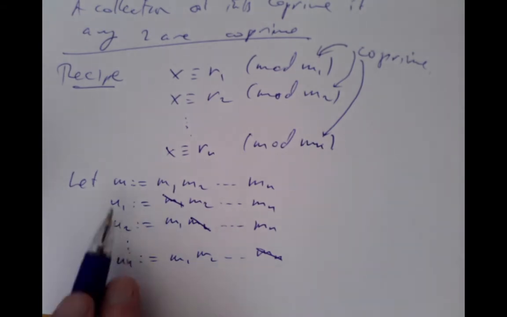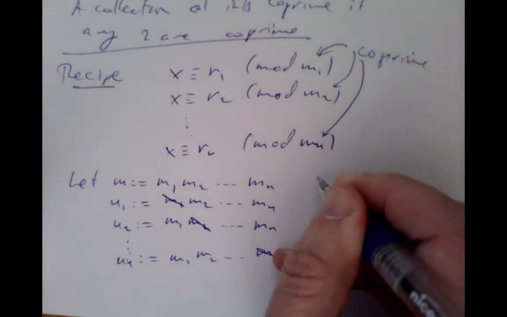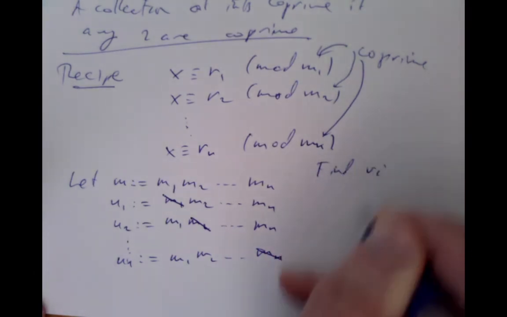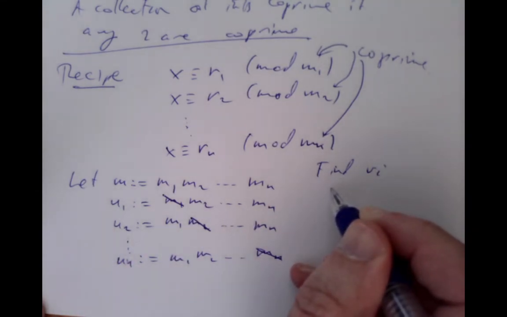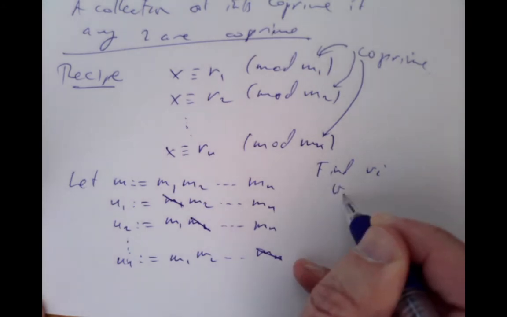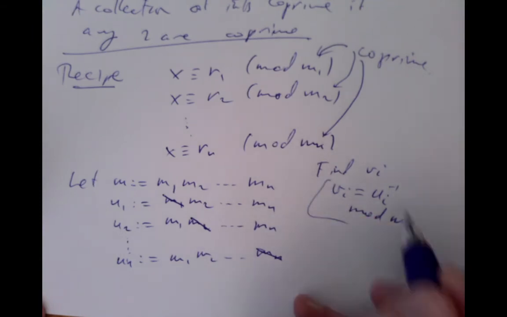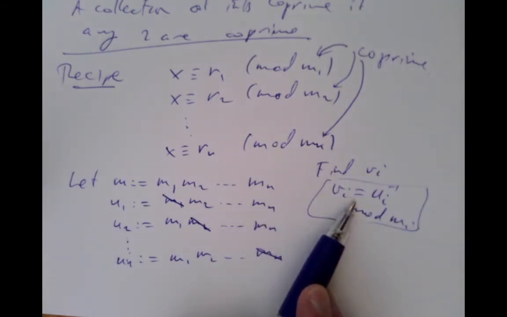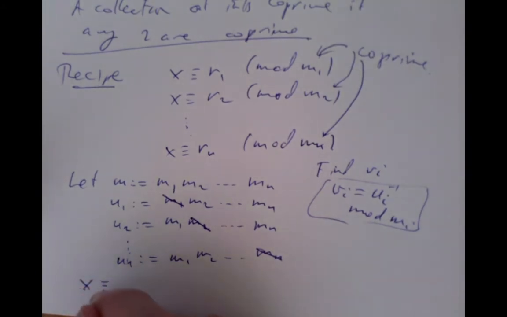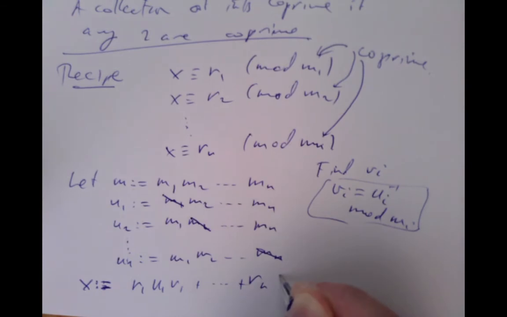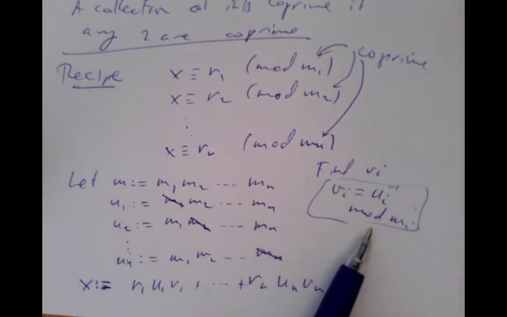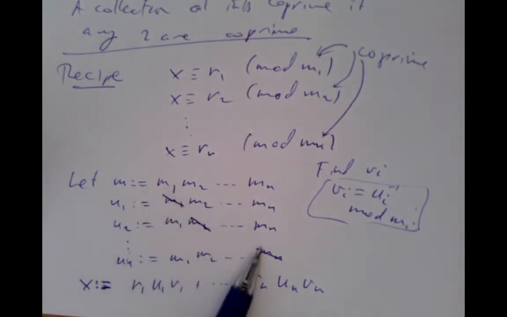This is our M. Then we suppose that we find some integers vi, so that each vi is ui inverse modulo mi. So find vi's so that that holds. Then our recipe is that we can find a solution x to this problem, which is defined to be x equals r1 u1 v1 plus dot dot dot plus the last remainder times the last product of u's and v's. So we have to somehow find reciprocals. We compute these various products with terms canceled in them, then we find reciprocals for these numbers, and then we can explicitly write out the answer.